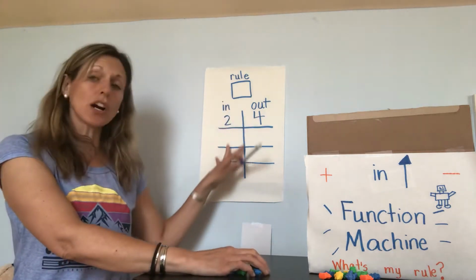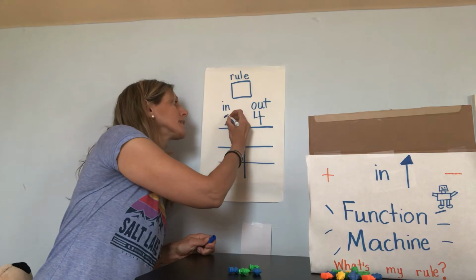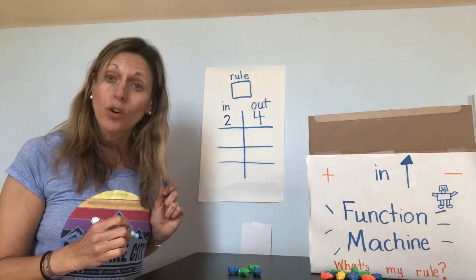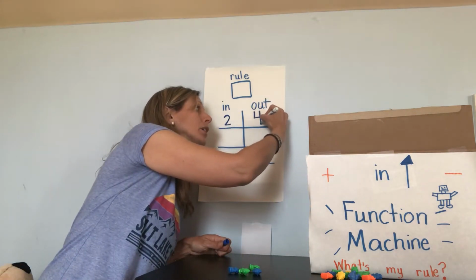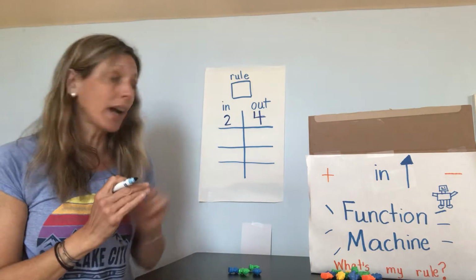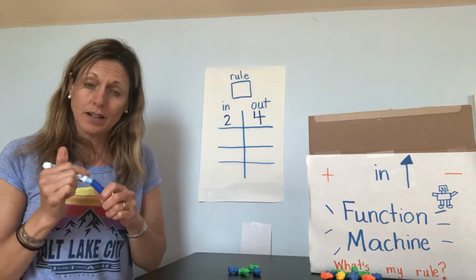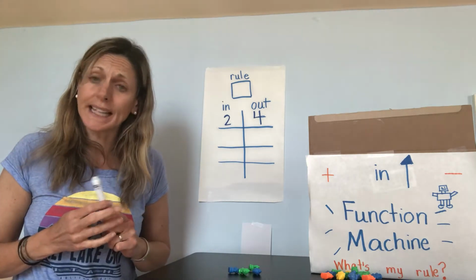So now I have a chart up here, okay? There's an in section where we're going to write 2 because 2 went in. Then there's an out section. We counted 4 bears that came out. If you have your paper, you can write those numbers, okay? And up here, we're trying to figure out what the rule is, okay? We might not know the rule yet. Let's try again.